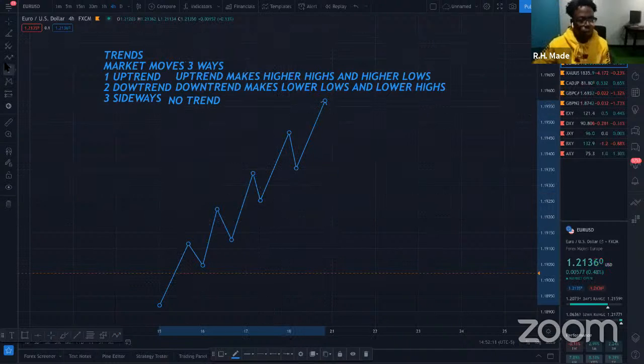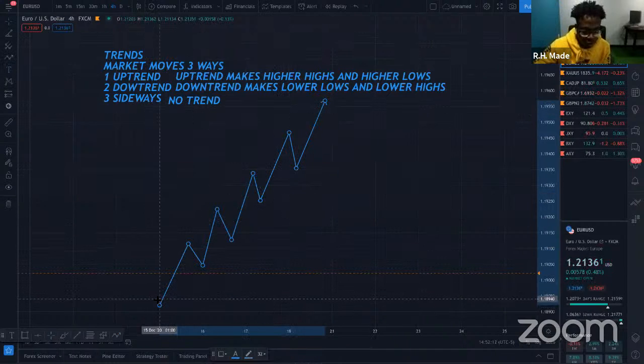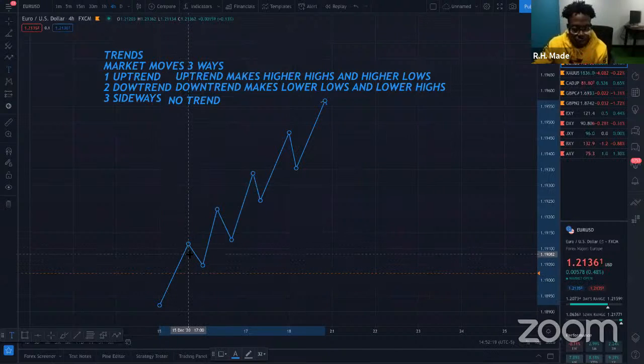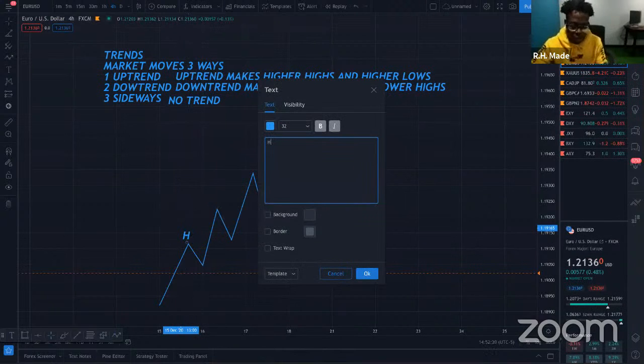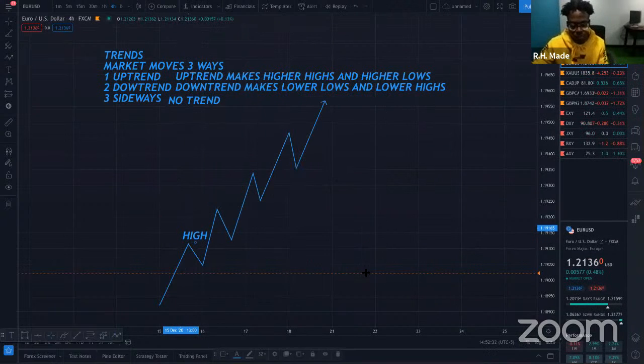All right, so I'm gonna show you step by step. This is the start of an uptrend, a whole uptrend I'm gonna show you. As you go on, you're gonna reach a point where the market tends to hesitate and then reverses a little bit, does a little pullback. The first one will be your high. So this is gonna be your first high.